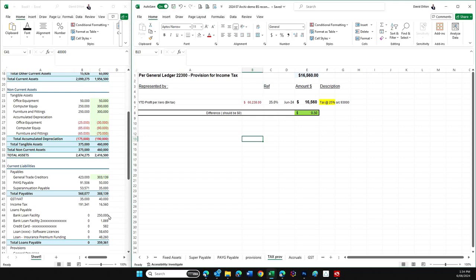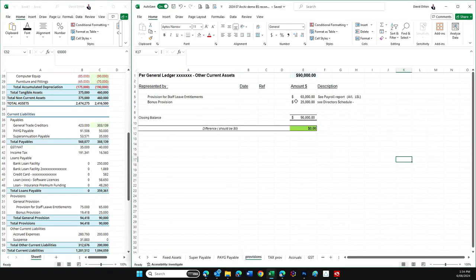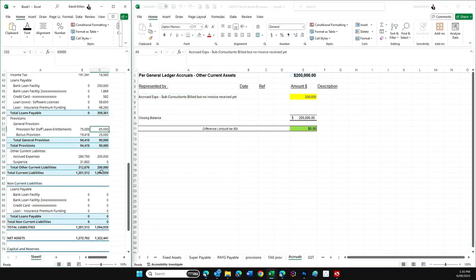We've got a bank loan facility at the end of the month, 250. We've got credit cards, and we've got software and insurance premium funding, so we can go into those loan accounts and verify those balances as well. We've got staff leave entitlements, so we might get that out of the provisions. We've got the 65 for staff, we've got the 25 for bonus, and we've got accrued expenses in the accruals, and that's for subconsultants billed but not invoices received or paid yet. And that sort of rounds out our balance sheet.